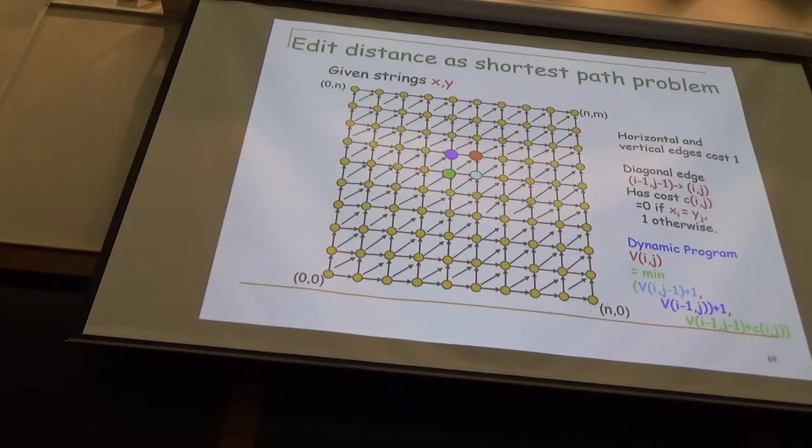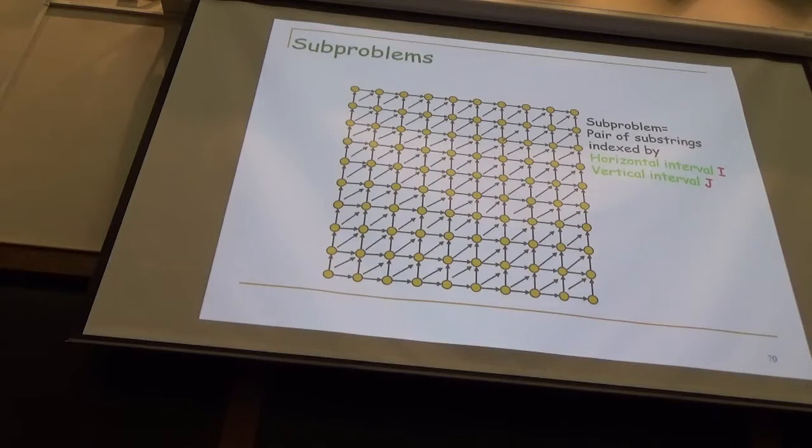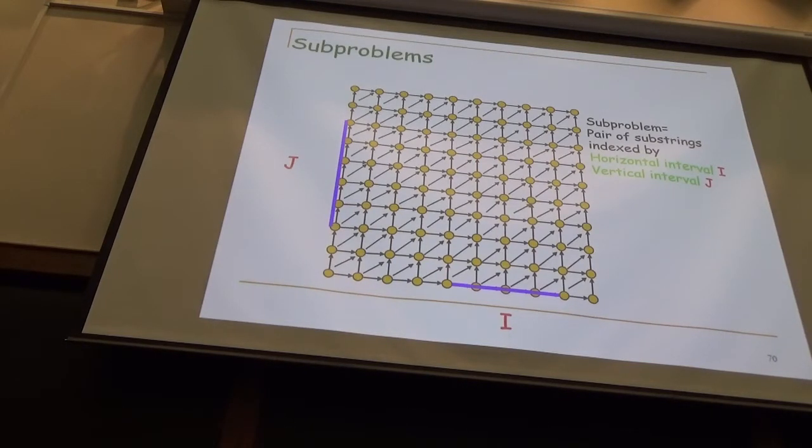Okay, and then the dynamic program has the same structure. And we'll talk about a subproblem, which is defined by a substring of the bottom. It might not be a prefix, just an arbitrary substring, of the bottom and the top. And you ask, what's the edit distance between those two substrings?